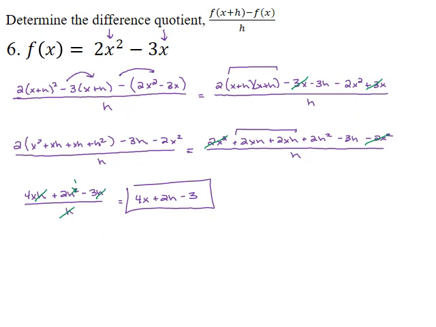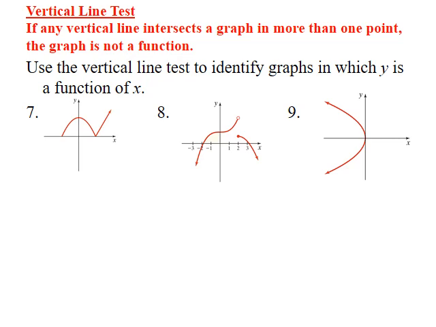All right, so we talked about how to determine a function if you're given a relation. How do you determine a function if you're just given the graph of it? So there's a nice simple test called the vertical line test. It says that if any vertical line intersects a graph in more than one point, then the graph is not a function. So I went into the textbook and I pulled these 3 graphs out of the book, and I want you to say, can you identify which of these is a function and which of these is not?